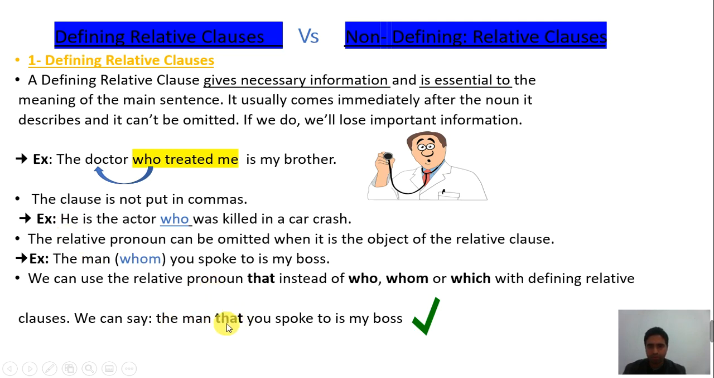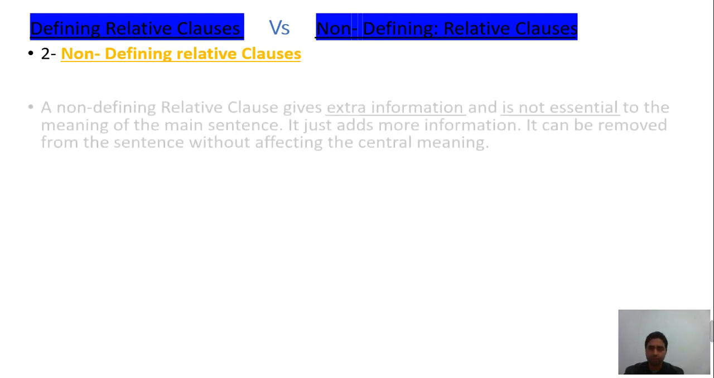The man who or whom you spoke to is my boss. So that can be used here in defining relative clauses. Now let's move to the second type of relative clauses, which is non-defining relative clauses.